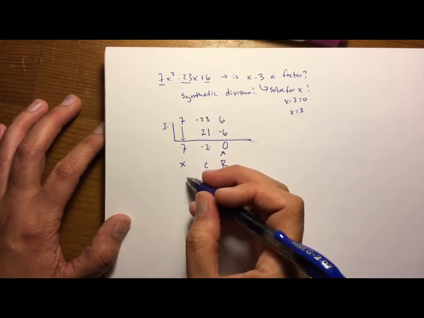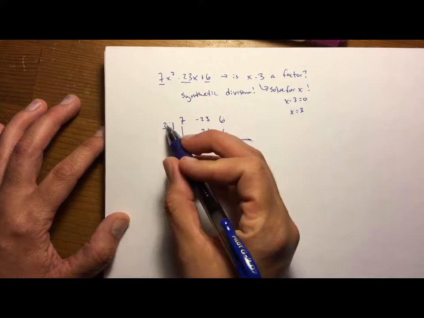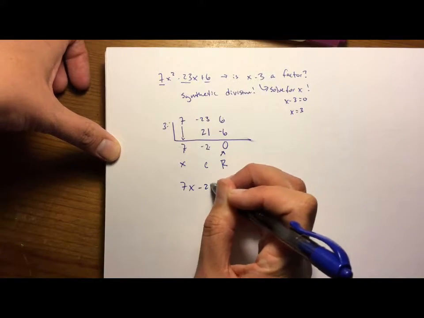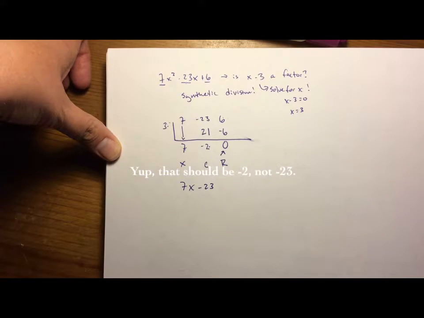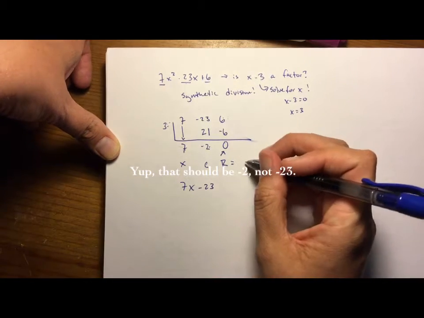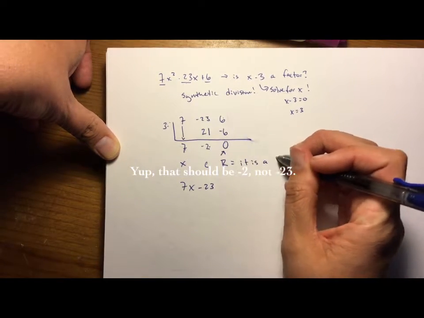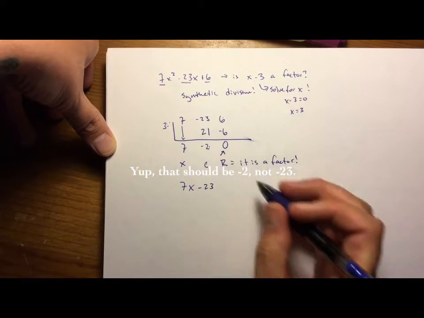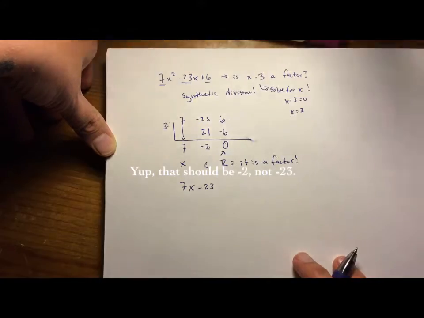Okay, so the idea being that when you divide this by this factor, you end up with 7x minus 23 with no remainder. If there is no remainder, that means it is a factor. If not, if this had been, well, we'll do another one as an example.